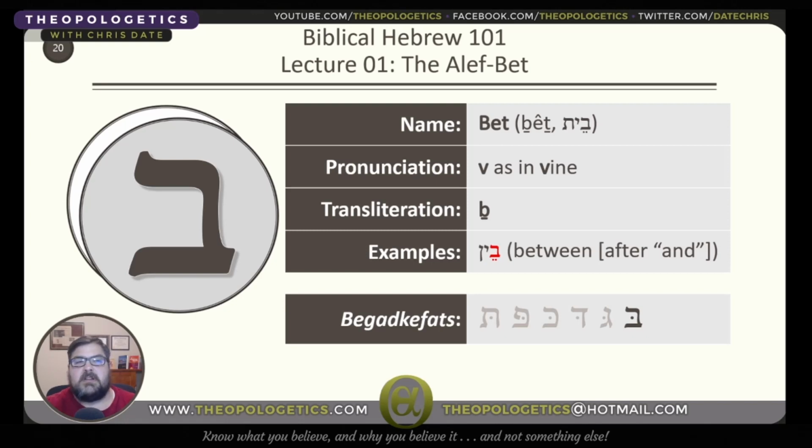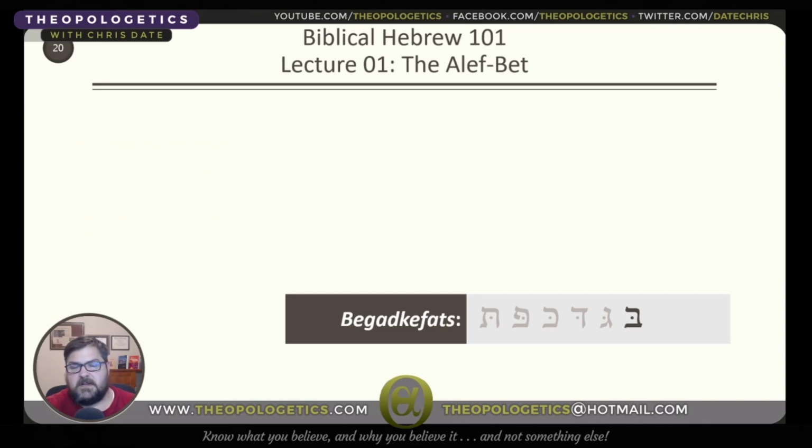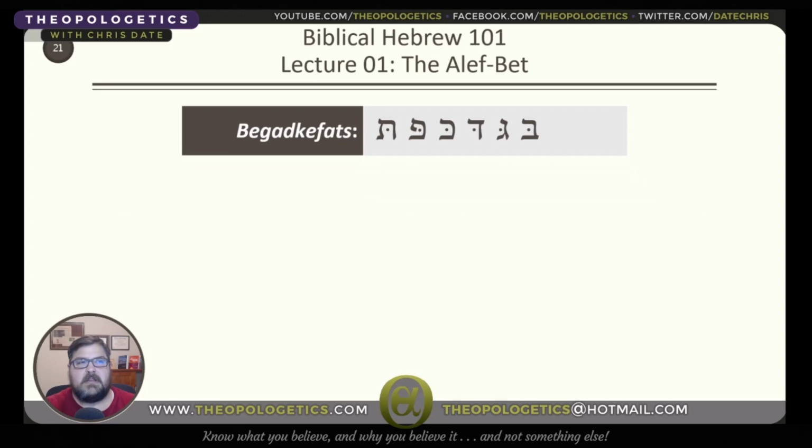One exception is when it follows the word and. So after the word and, the word ven, notice it's spelled a little bit differently from ben that we saw in the previous slide. The word ven after the word and in this case would mean between. So uven. So let's talk about these Begad Kefat consonants.